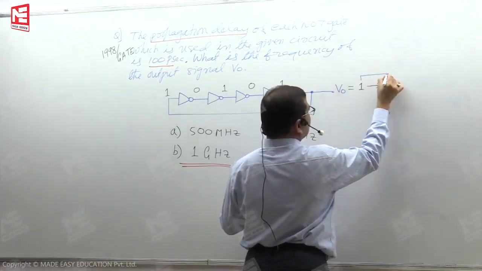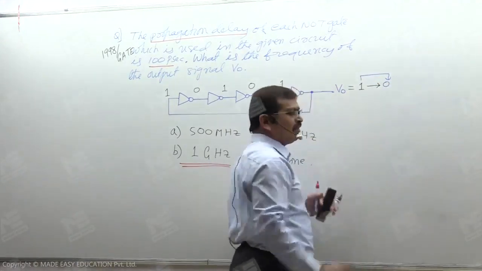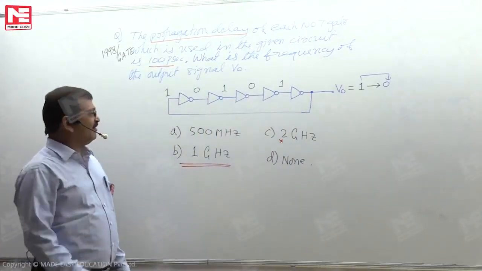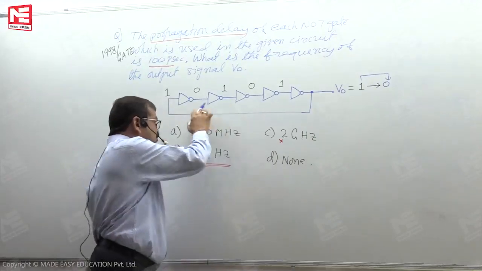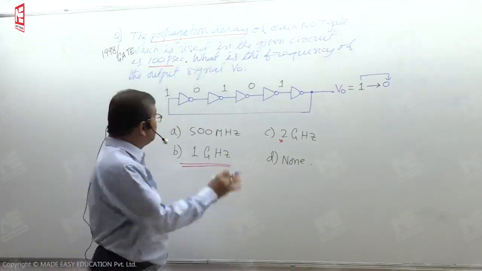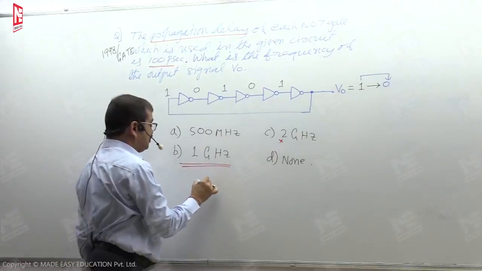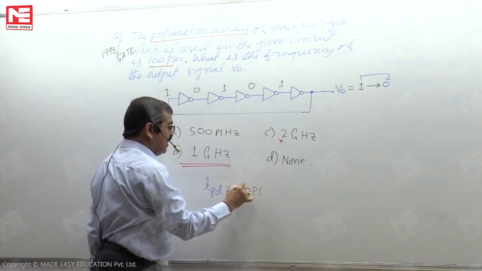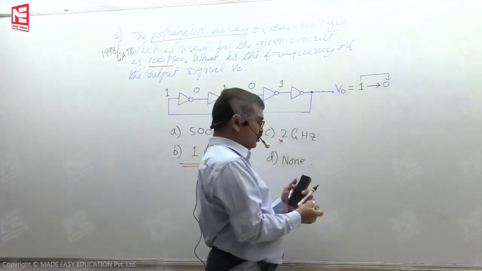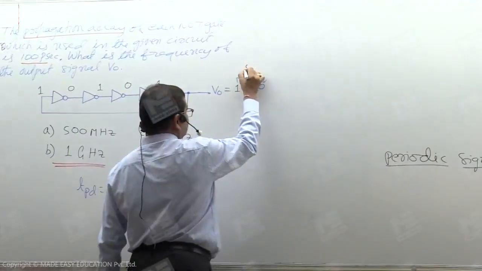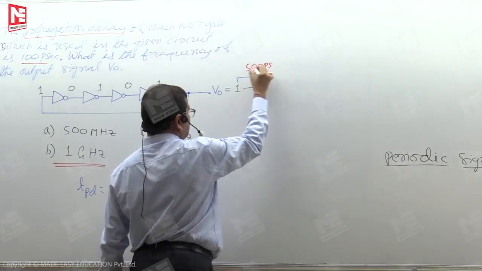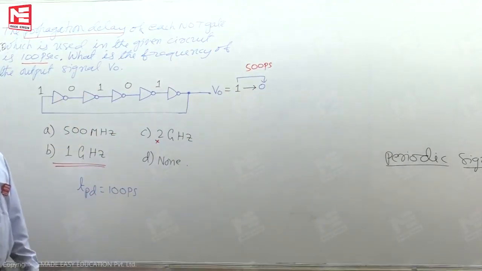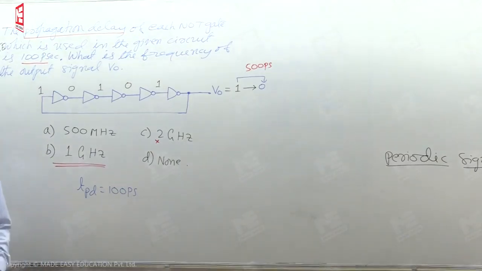So to switch from 1 to 0, how much time is involved? If you check, to switch from 1 to 0, this one is passing through these 5 NOT gates. Each NOT gate has a propagation delay of 100 picoseconds. Hence, to switch from 1 to 0, 500 picosecond time is involved.